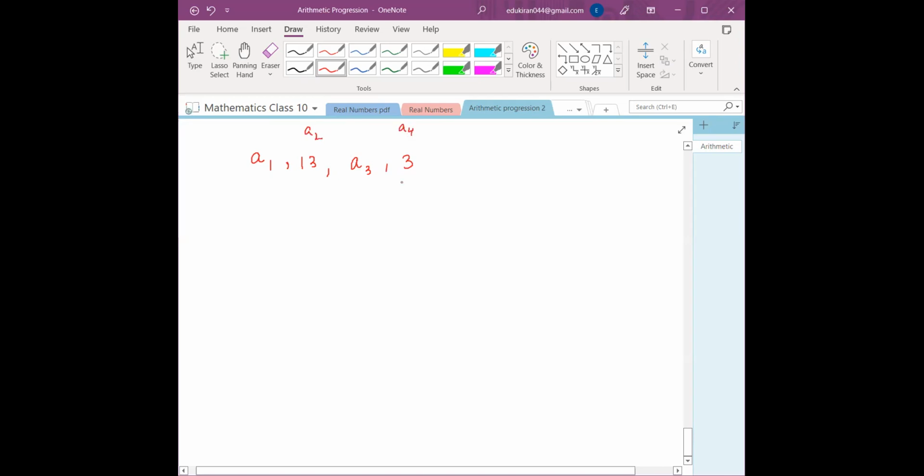You can make use of the formula also. Now, A2 will be how much? This will be A plus 2 minus 1 into D, right? Now, the value of A2 is already given, which is 13. It will be A plus 2 minus 1 is 1, A plus D. So this is your equation number 1, correct? Similarly, your A4 is given. So A4 is A plus 4 minus 1 into D. So it is 3, which is A plus 3D, equation number 2.